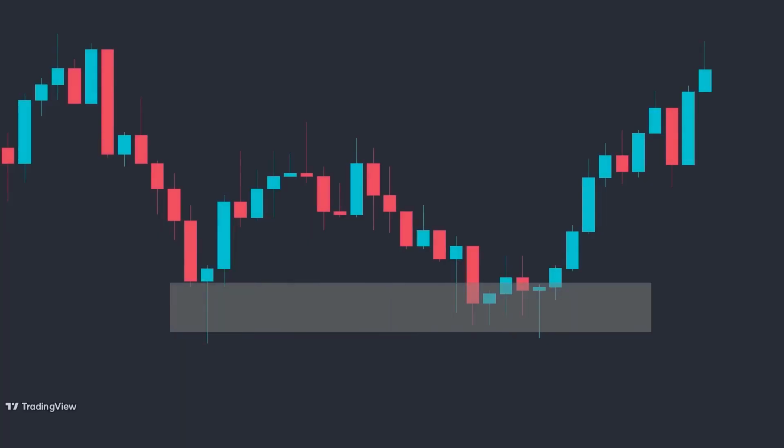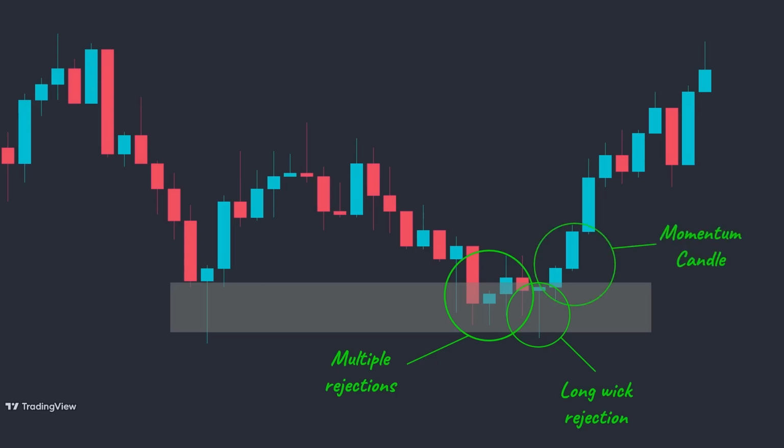Here, when the price reached this level of market structure, first we had multiple wicks rejecting this area, followed by a long wick candlestick, which shows that sellers were unable to push the price lower, and the price immediately pushed higher. Then we have a momentum candlestick formation, which shows that the buyers have entered the market, and the price has gained massive bullish momentum.